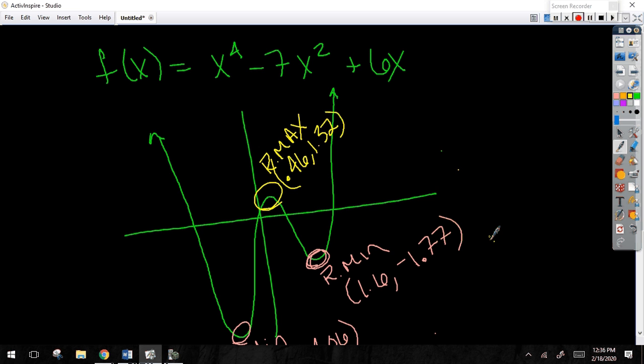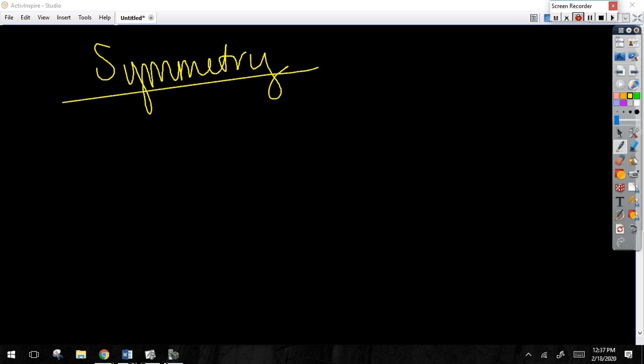All right, let's talk about symmetry. We got 3 types of symmetry: even, odd, and neither. Okay? Can we just talk about neither? No. All right, first one I'm going to talk about is even. You can do this graphically or algebraically. You can also do it numerically, but we're going to really focus on graphically and algebraically.